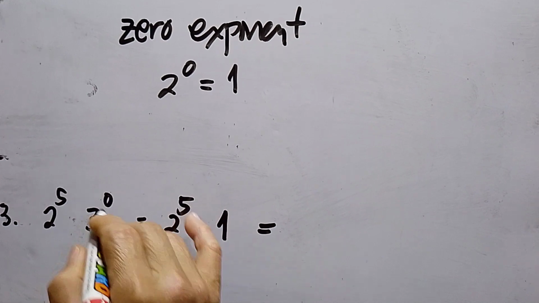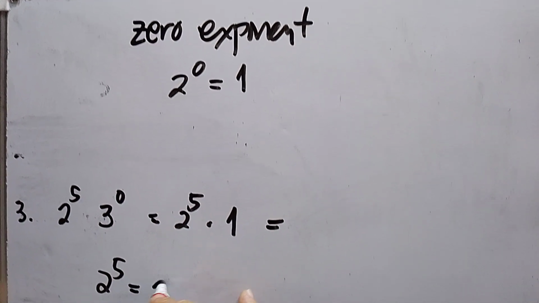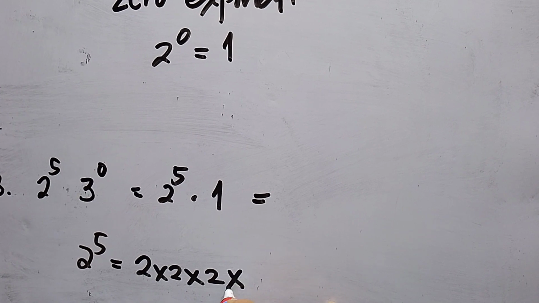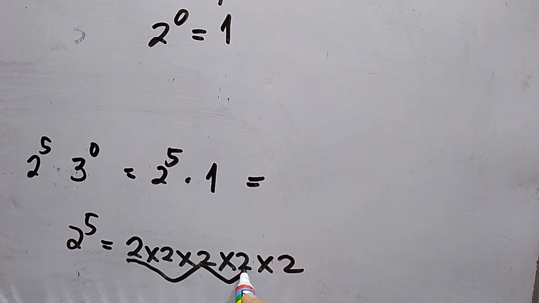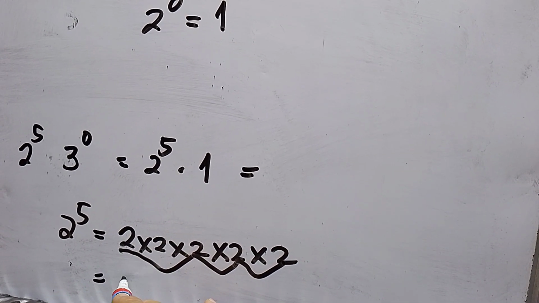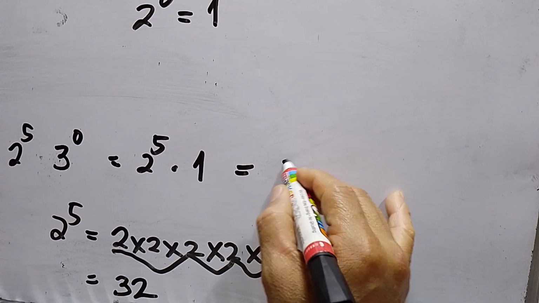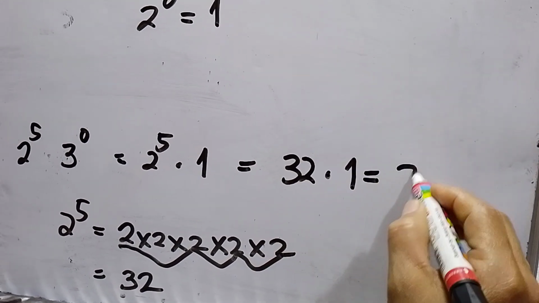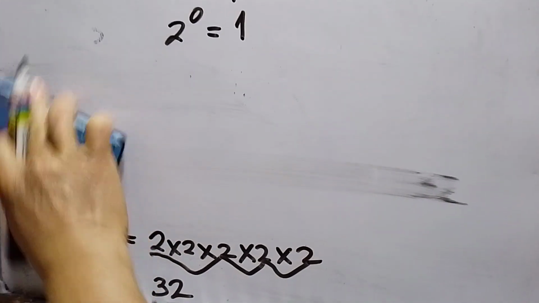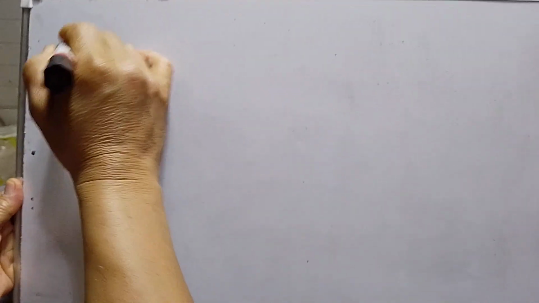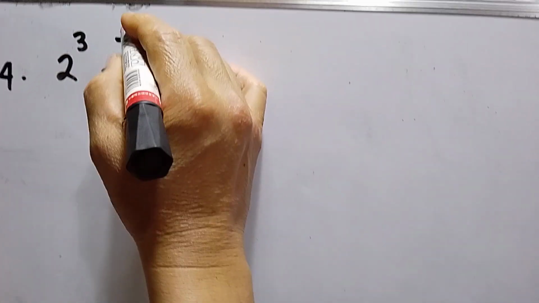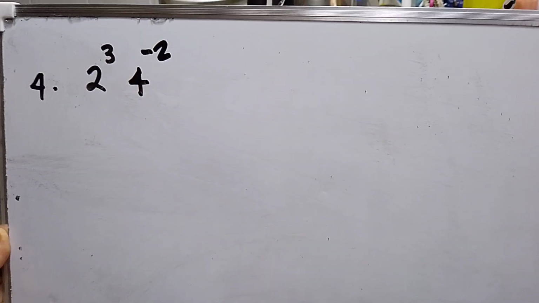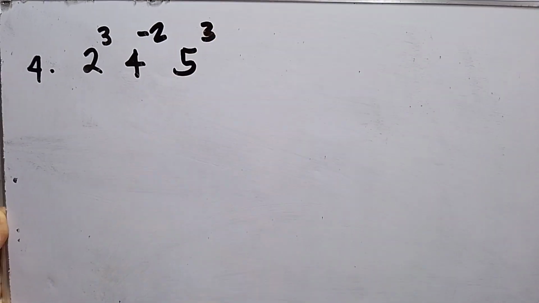So what is 2 to the 5th power? So 2 times 2 times 2 times 2 times 2. So this is 8 times 2, 16 times 2. So 2 to the 5th power is equal to 32. So this is 32 times 1 is equal to 32. Okay, let's move to number 4. Number 4 is 2 to the 3rd power, and then 4 raised to negative 2 power times 5 raised to the 3rd power.